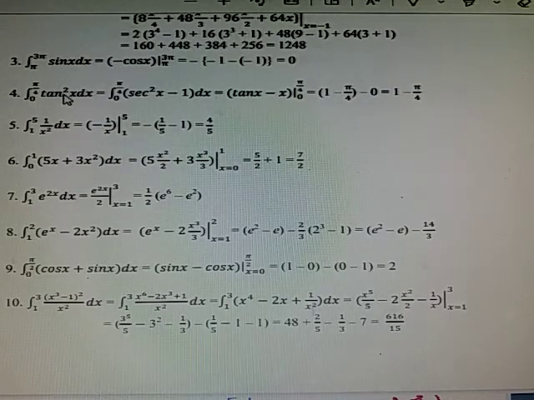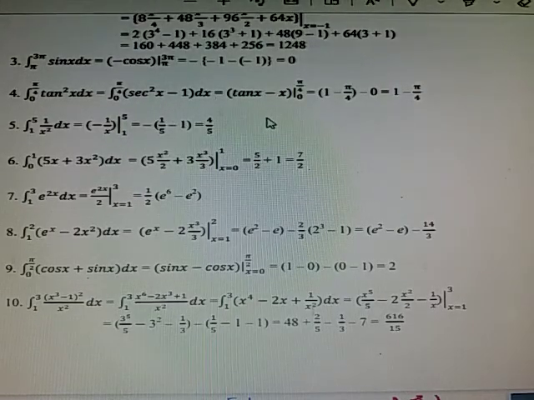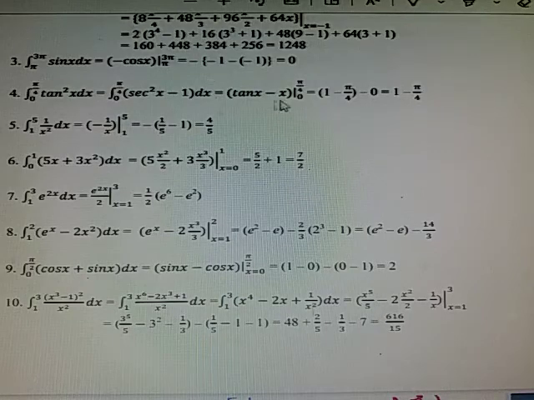Then tan square x, you write as sec square x minus 1, because sec square x is a standard derivative, so its integration is tan x. Then integration of 1 dx is x, it is minus x, and put the value here, this is 1 minus 0, this is 1 minus pi by 4. There is a minus sign.